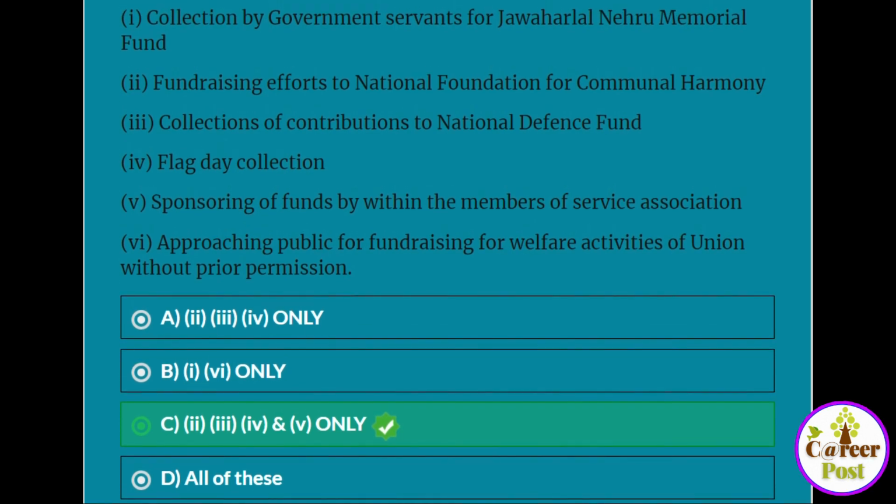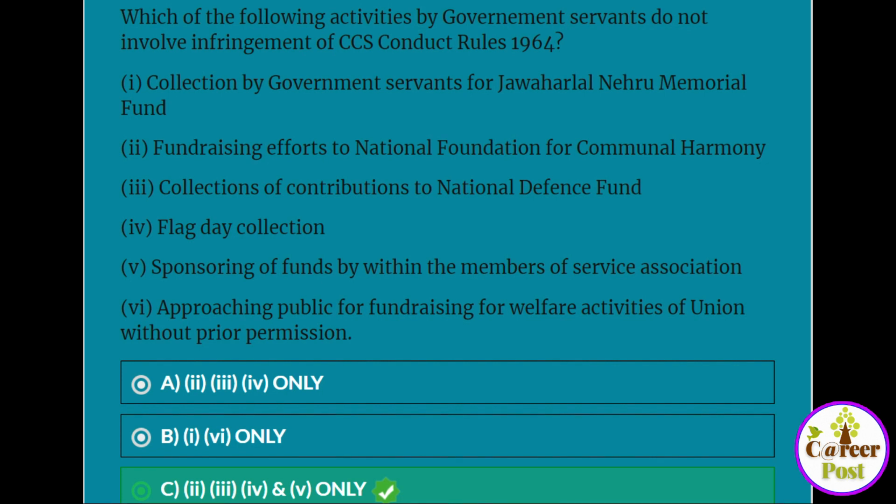That means collection by government servants for Jawaharlal Nehru Memorial Fund is not correct, and it is an infringement of CCS Conduct Rules.